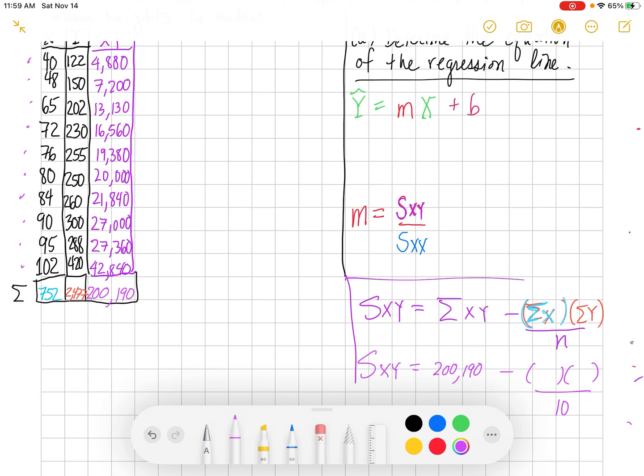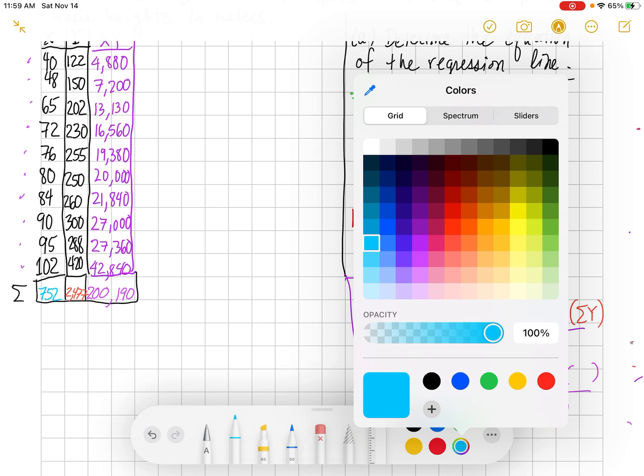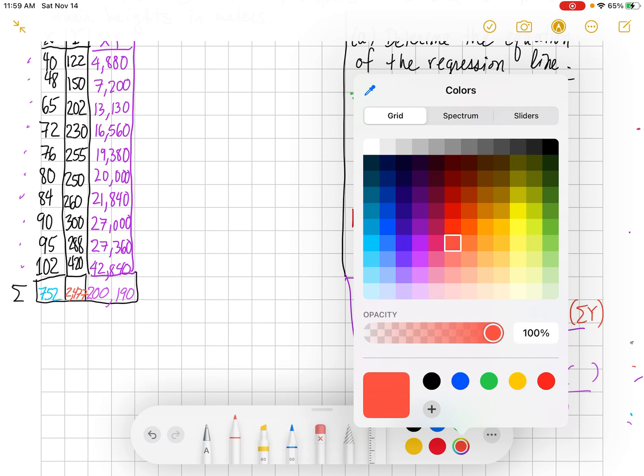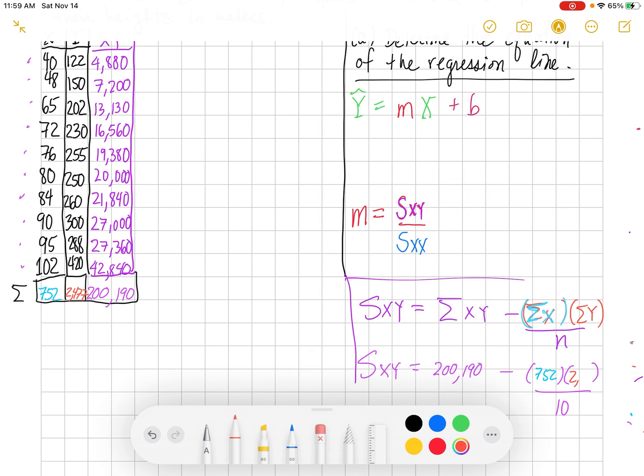What is the sum of the x's? We want to plug in for the baby blue color. The sum of the x's is, we said, 752. So we're going to put 752 right there, where the sum of the x symbol occurs. Now the sum of the y's, that's the orange symbol. The sum of the y's is 2,477. So let's put in for orange 2,477.